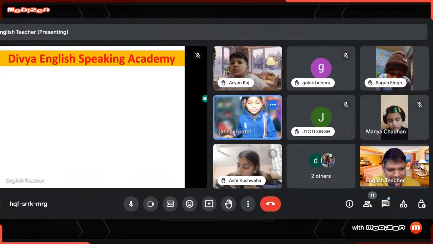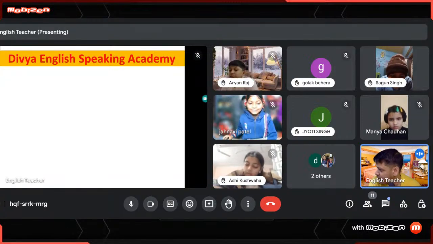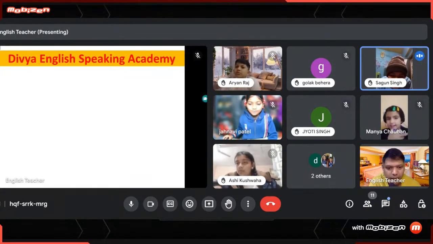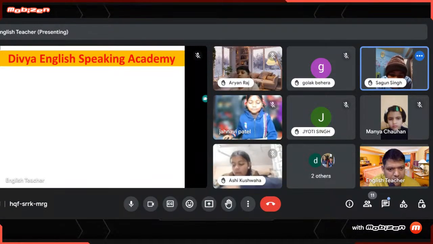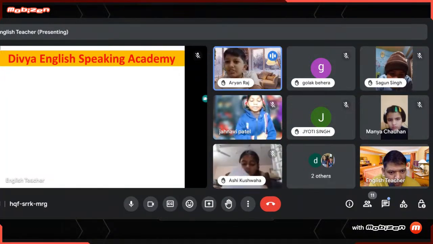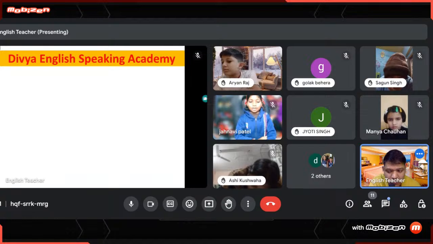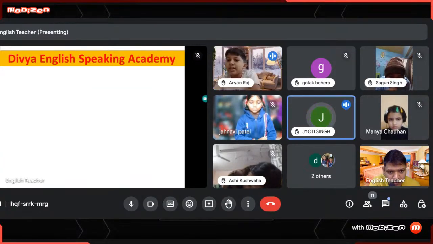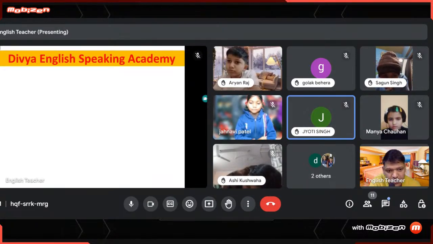Ridden by Ashi. The cycle is ridden by Ashi. Ashi doesn't ride a cycle. The cycle isn't ridden by her, by Ashi, not by her, by Ashi.